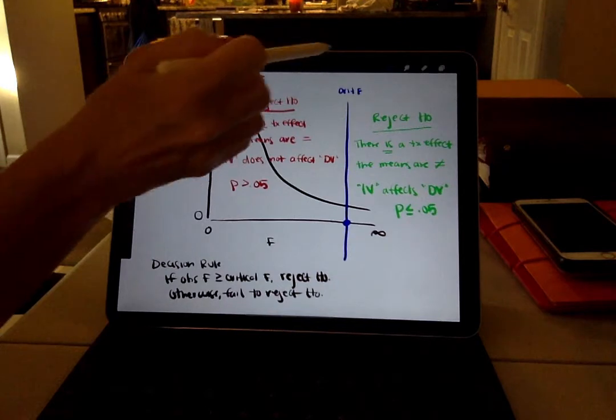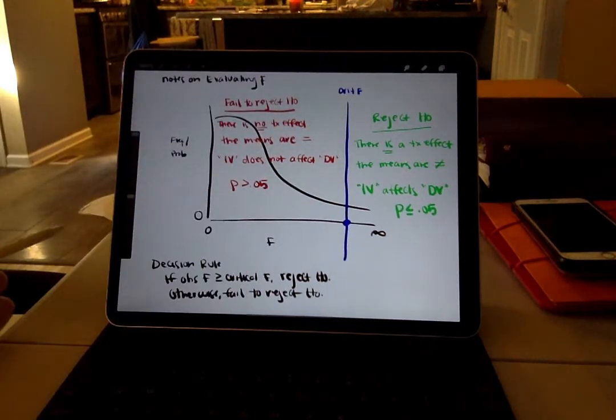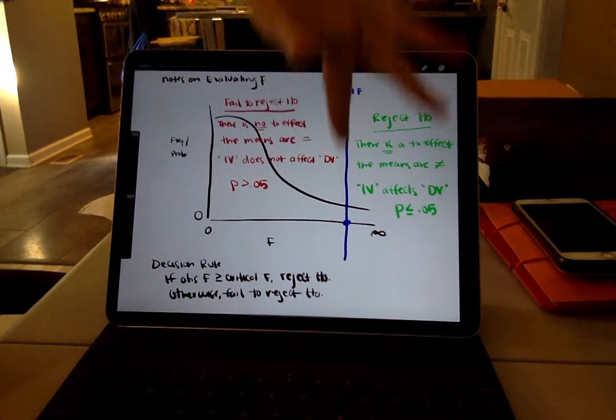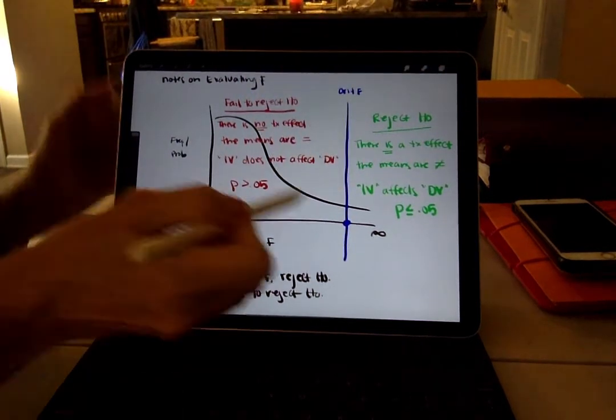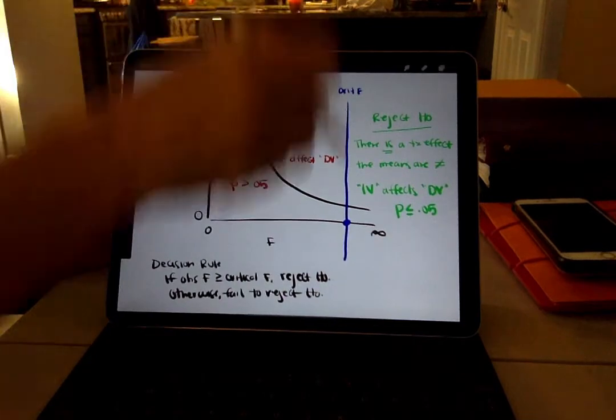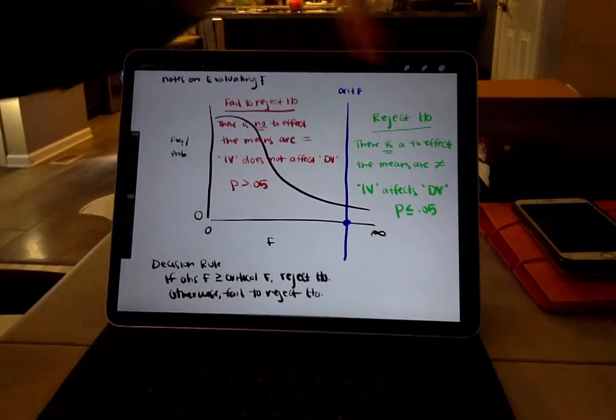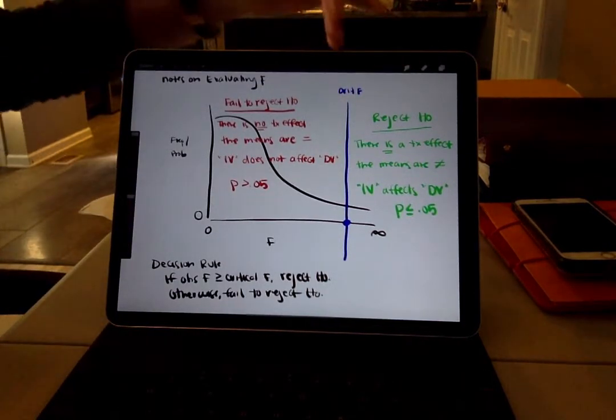So once we find the critical F, we're going to plot it on the chart like this. We're just going to draw a line sort of towards the end of the chart. You definitely want to divide the chart, so don't just put a little tick mark down here. Draw a line that really fully divides the chart into the right and the left.